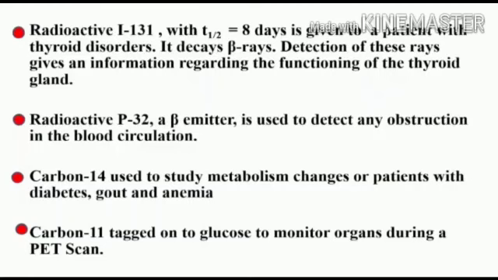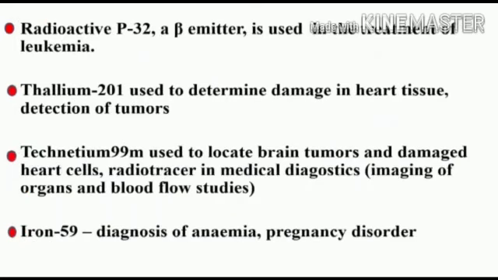A PET scan is a positron emission tomography scan. It is an imaging test that helps to reveal how our tissues and organs are functioning. A PET scan uses a radioactive tracer to show this activity. The radioactive phosphorus-32, which is a beta emitter, is used in the treatment of leukemia.